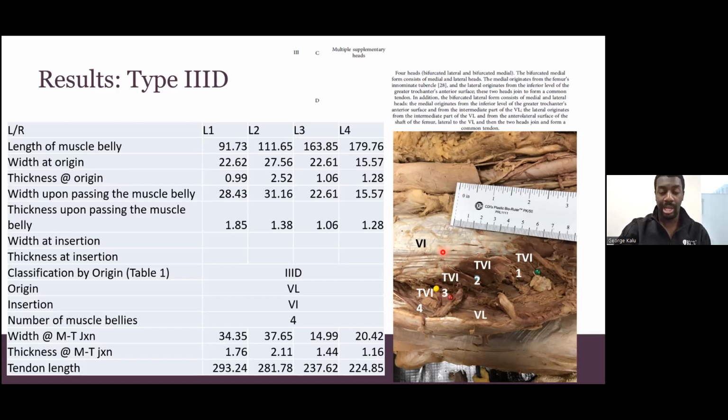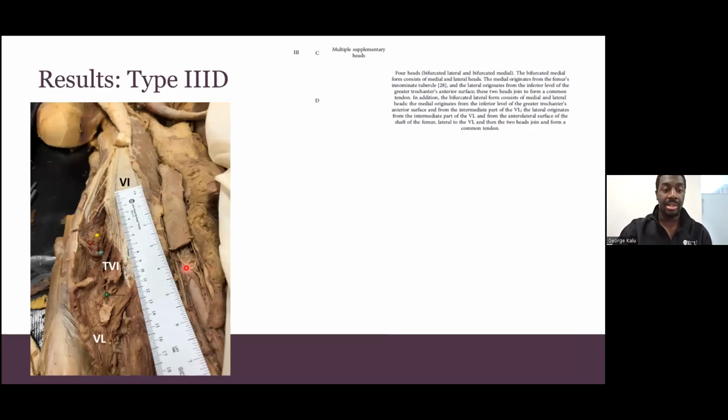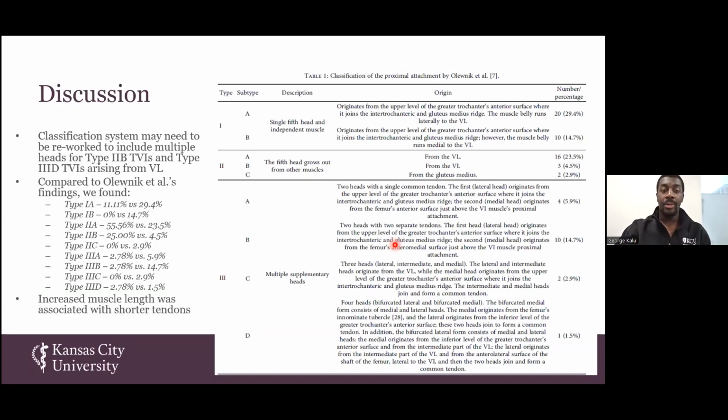So this one also looks very different from all of the other types. This is just another view showing the 4 different heads. So here's one head, here's a second head, here's the third head, and then the fourth head down below, or more distally.